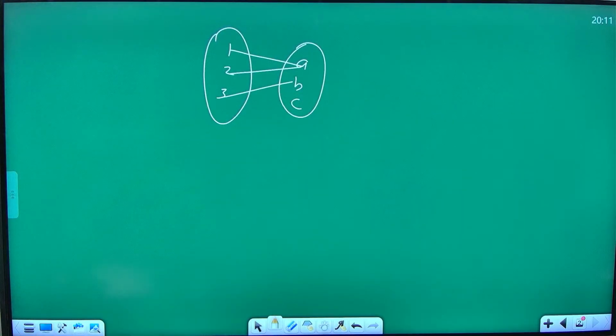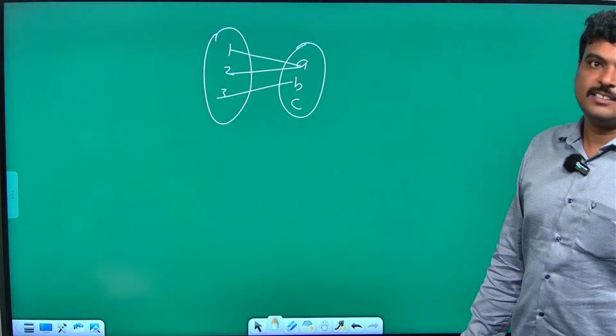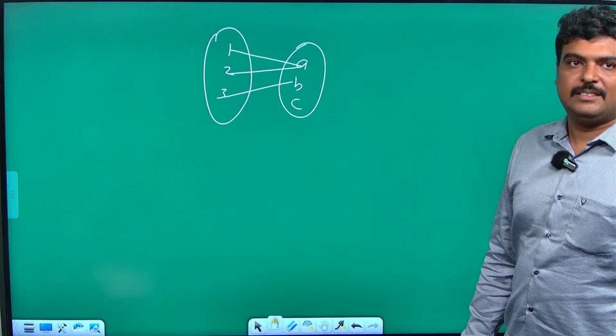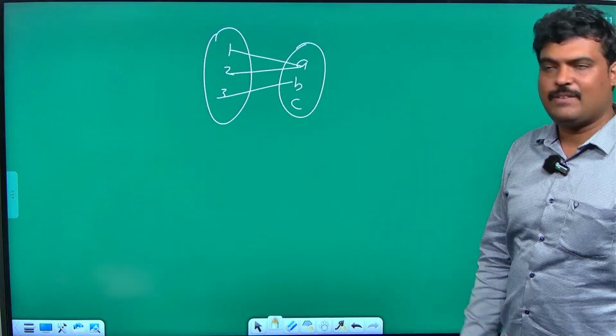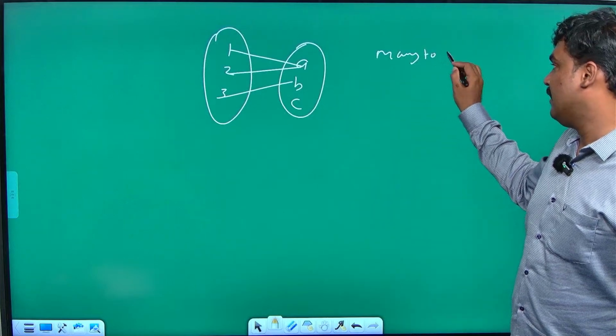Yes, who do I want to answer? Darshan. Darshan, can you say what type it is? Very good. It's a many to one function. Many to one. Where?